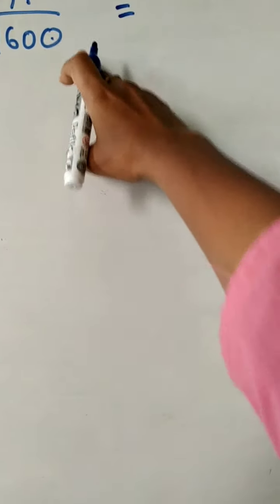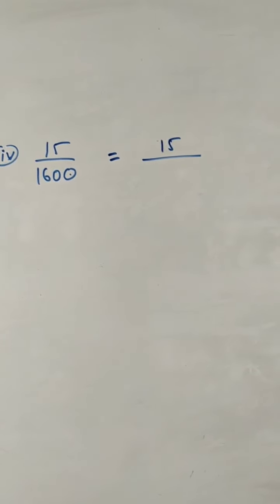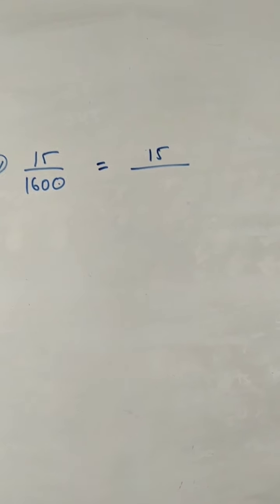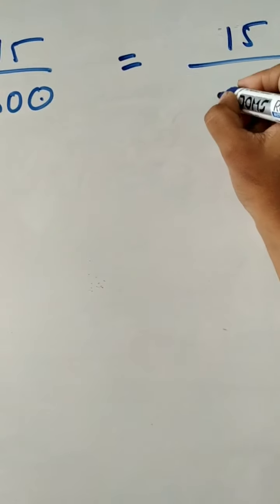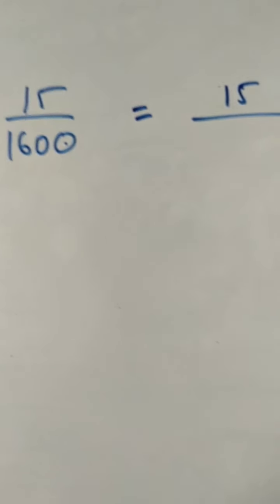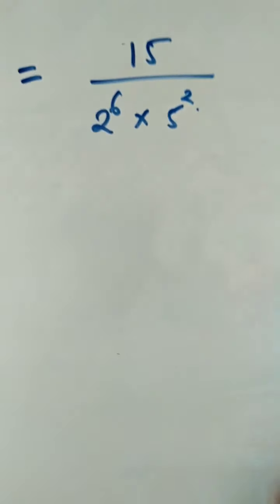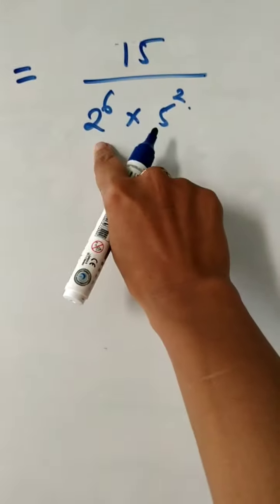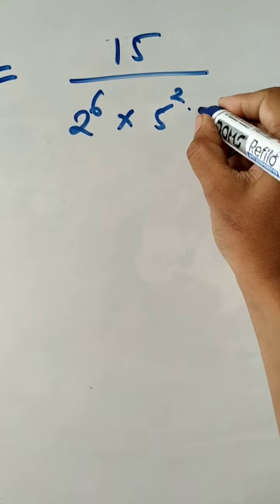So 15 upon 1600 is also terminating. So we will write 15. Now we will convert it into the form of its powers. So here we will see that it was in the form of 2 raised to 6 and 5 squared. Now you can see 2 is there, 5 is there, but the power is not the same. So we will make the power the same.